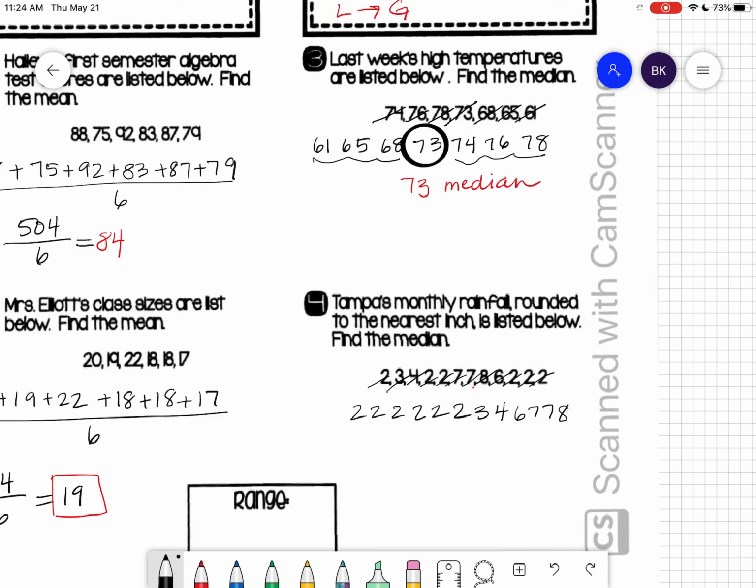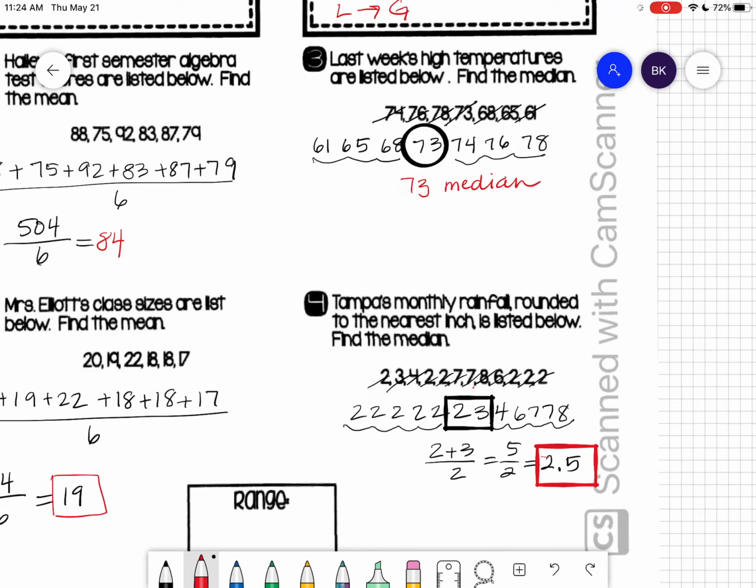And then let's see, do I have a middle number? So 1, 2, 3, 4. 1, 2, 3, 4. I don't have a middle number, but I do have two numbers in the middle. So what I'm going to do is add them together and divide by 2, which is 5 divided by 2, or 2.5. And that is my median for example number 4.